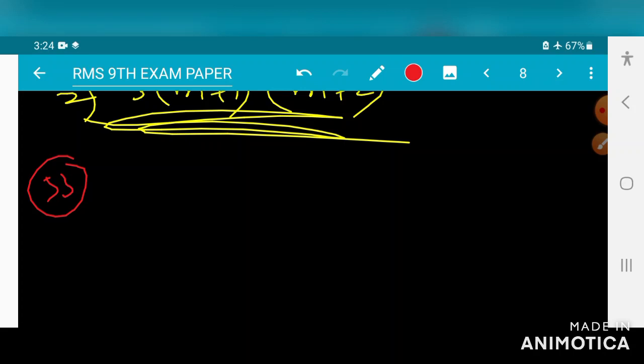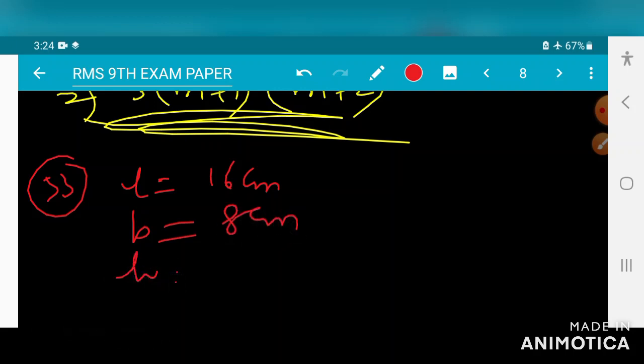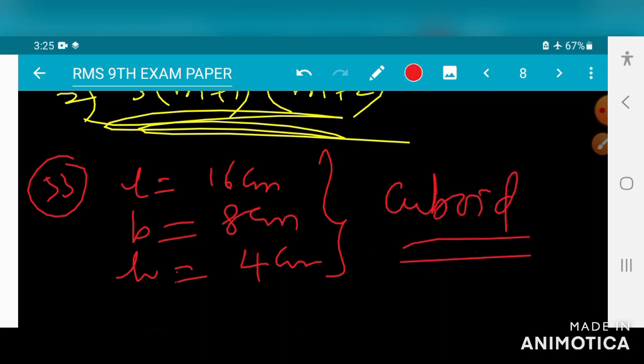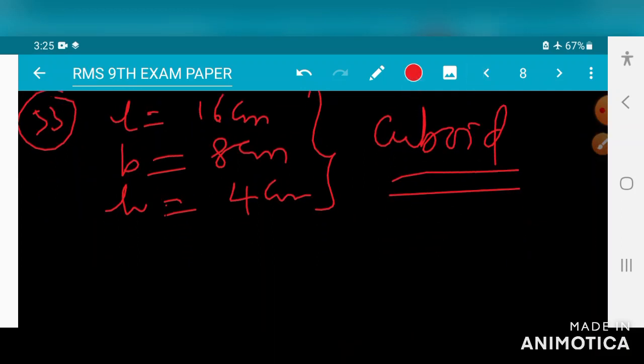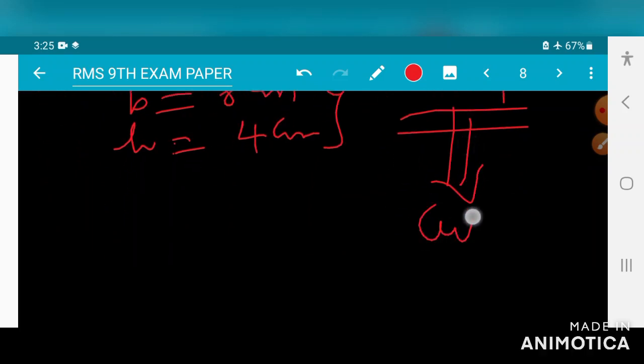As per the question, we have L equal to 16 centimeter, B means breadth is 8 centimeter, L means length, and height is given to us as 4 centimeter. These are the dimensions of a cuboid, and this cuboid is melted and formed into a cube.